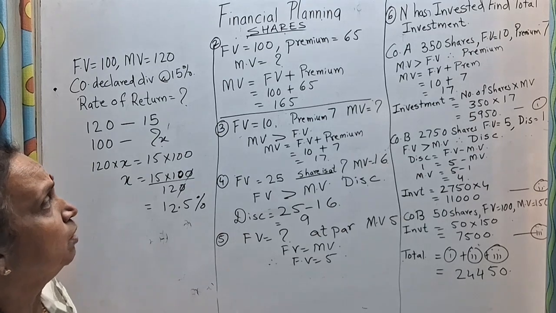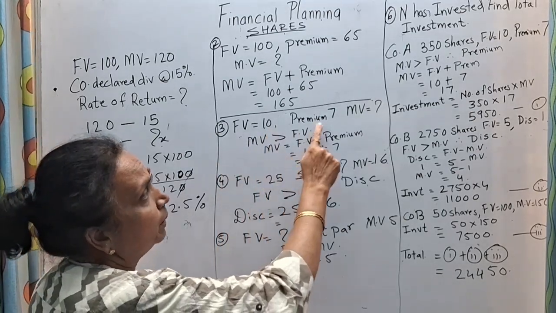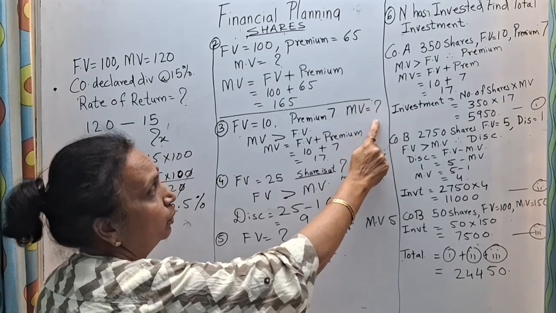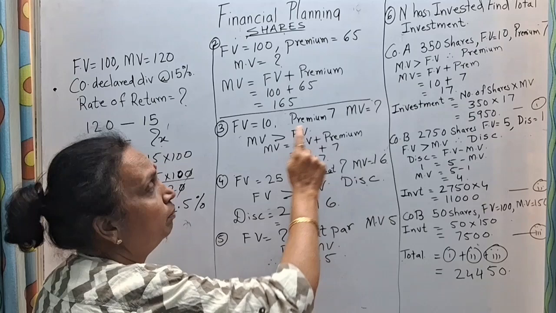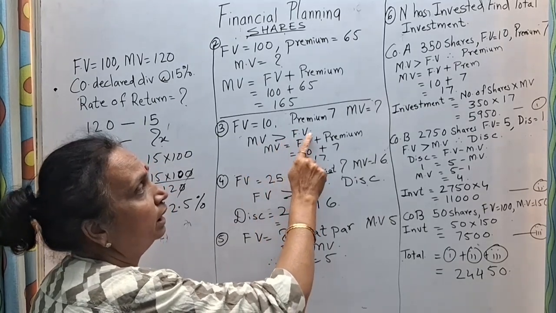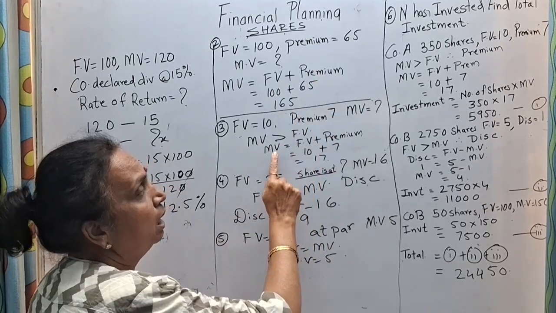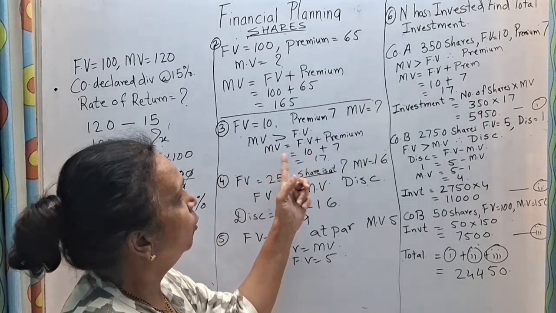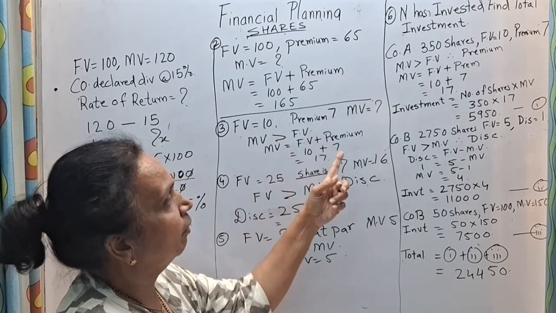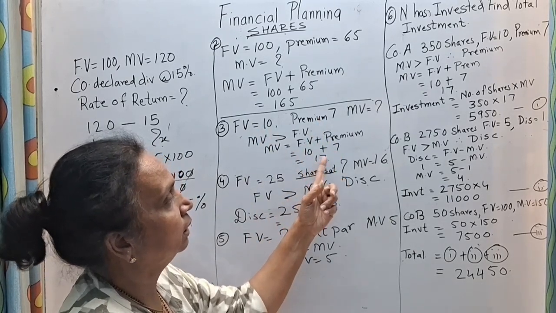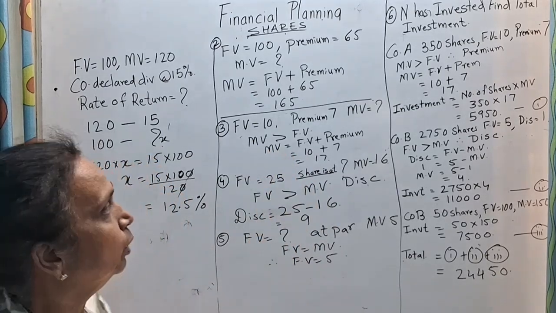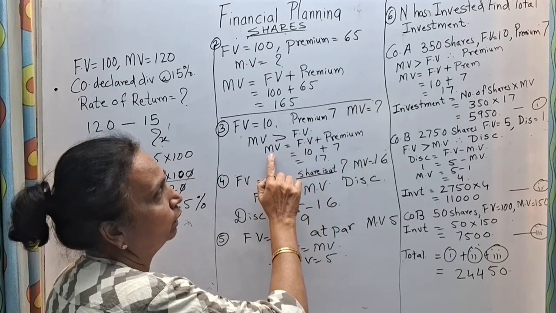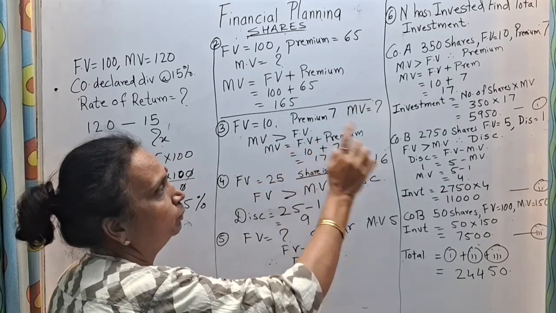Take the next example. Face value they have given us as 100. Premium they have given us as 7, and they have asked us to find out the market value. Now because the share is at premium, you know that the market value is greater than the face value. You are using the same formula. Market value is equal to face value plus premium. Market value you don't know. Face value they have given 10. Premium they have given you 7. So 10 plus 7 is 17, and that is your market value. So once you know that it is premium, you know the market value is greater than face value. You are using the formula market value is equal to face value plus premium.